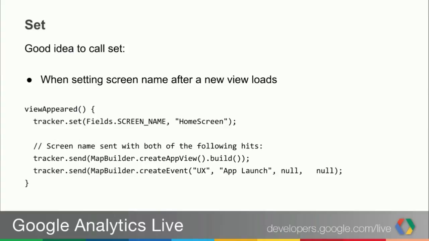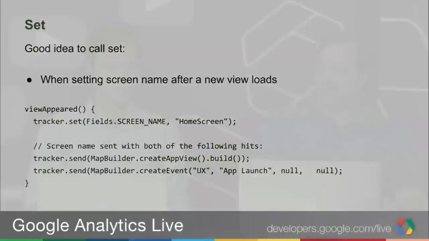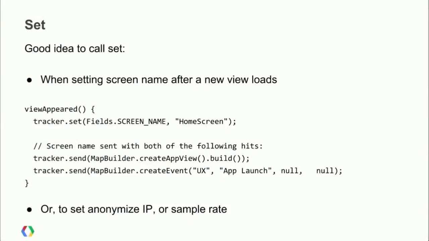That's right. And this is very important. Just like in the web case, if you want your events to be tied to a particular screen, this is how you have to do it. Otherwise, your events will not be attributed to that screen. Right. Other good examples were settings like anonymize IP or setting a sample rate, because those are tracker level settings. So when you set those, you probably want them to stay set for the duration of your tracker. Those are good candidates for a set call in the tracker.